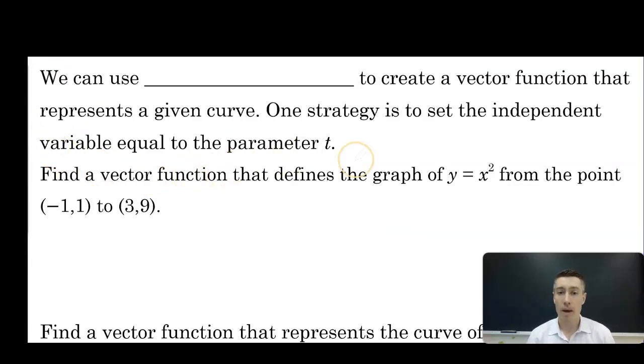The last thing we have to talk about is creating our own vector functions. So we can use parametric equations to create a vector function that represents a given curve. And this is going to be important throughout this course, being able to define a curve as a vector function, because then it allows us a whole different set of operations to utilize. So one strategy is to set the independent variable equal to the parameter t.